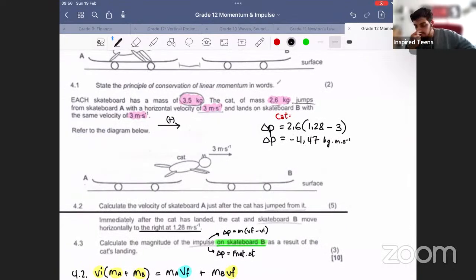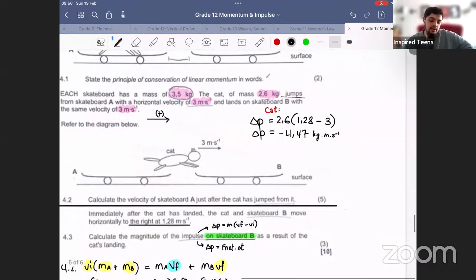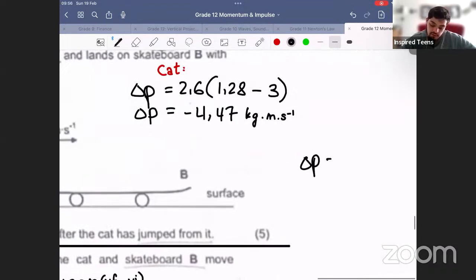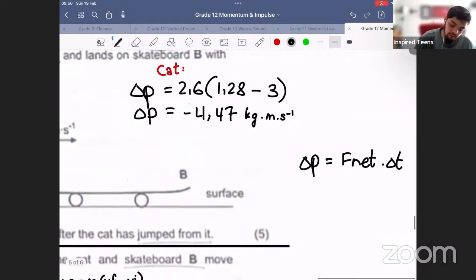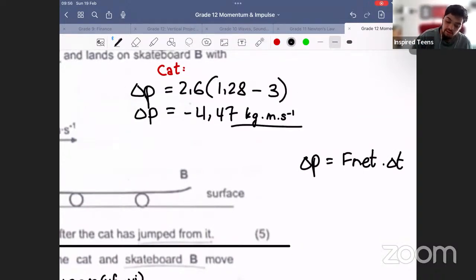Is it the same as newtons per second to the -1? Yes, it's exactly the same. Newtons per second to the -1 comes from F net times delta t, which is also impulse. So you could use either one, right? I would just recommend that for masses and velocities, use kg meters per second to the -1. And whenever you use F net times delta t, you need to use newtons per second to the -1.